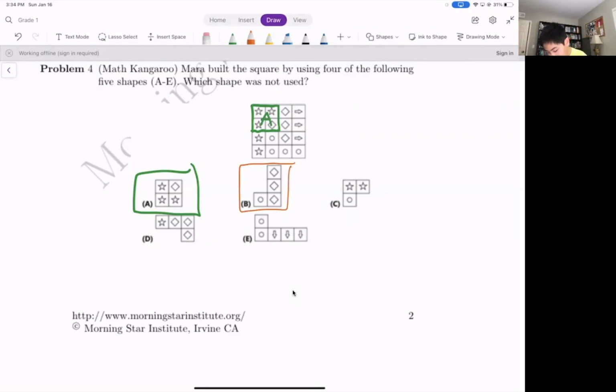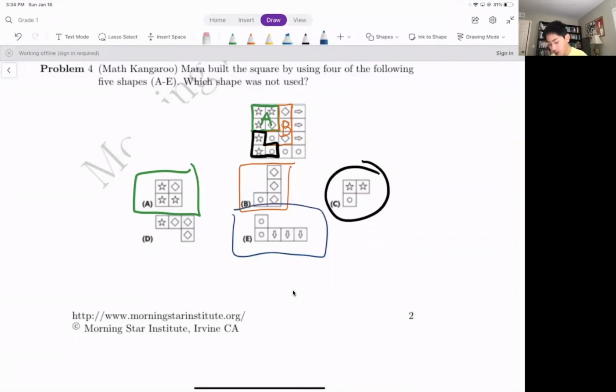Moving on to B, let's find B inside the square. We can see that this matches up to B because it has 1 circle and 3 diamonds exactly like B. And moving on to C, let's see which figure has 1 circle and 2 stars. Well, of course, it's just right here. And what's left, oh, we can just see that it's, of course, E because it has exactly 3 arrows and 2 circles, which leaves us with D because there is no more room inside the square. So the answer should be D. D was not used.